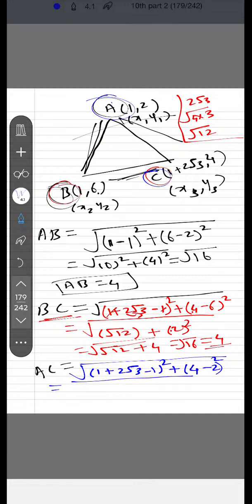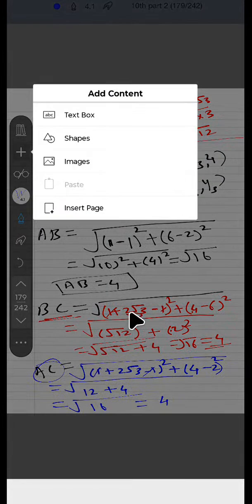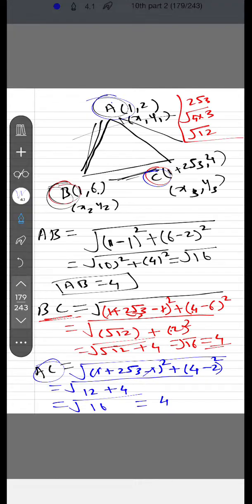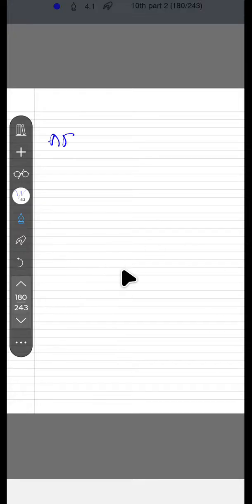So the square root of this one gets cancelled, and you all know what I get: the square root of 2 squared, and this one is also 4, so the square root of 16, which is equal to 4. AC is equal to 4. Here, student, we have to notice that AB is a side of this triangle and is equal to 4, AC is also a side and equal to 4, and BC is also a side equal to 4. So AB is equal to BC is equal to AC, which is 4, 4 and 4.